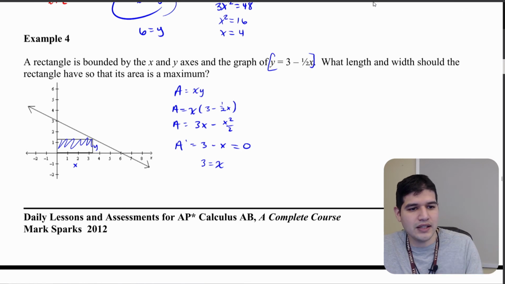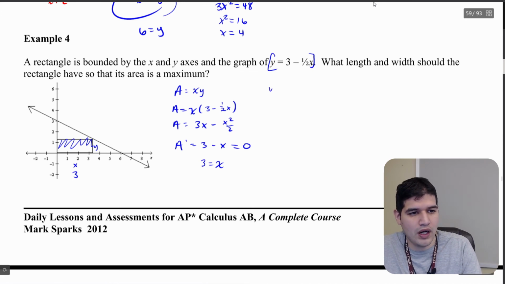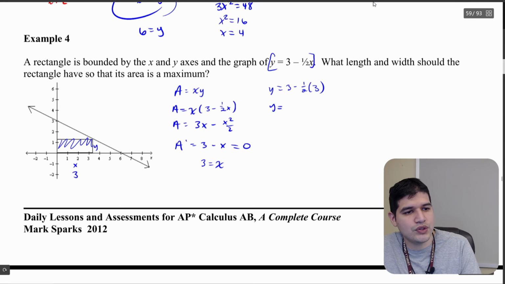So what is the length? Well, we now know that the length is 3. So how do we find the width, the height of this rectangle that's being bound by the x and y axes and that line that we're given? So now I'm going to just substitute the 3 in for x. So I'm going to get y equals 3 minus 1/2 times 3. So 3 minus 1.5, so y is going to be 1.5.